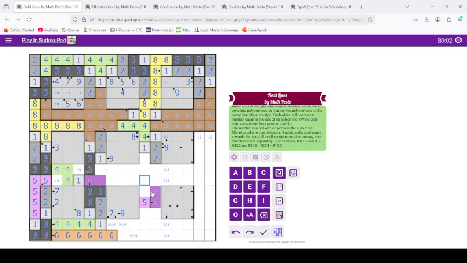Don't think we can do that just yet. There's a 1 in each of these sets of digits. That's interesting. One of these has to be a 2.